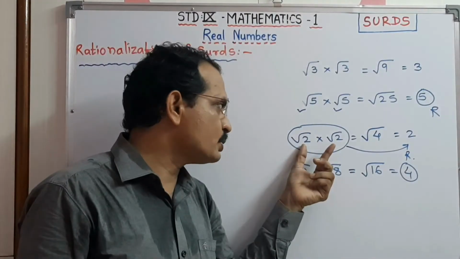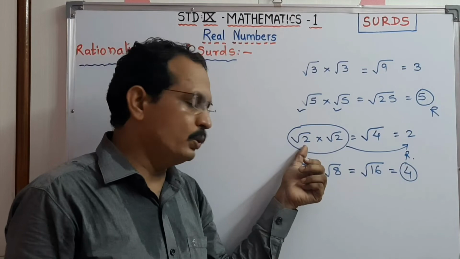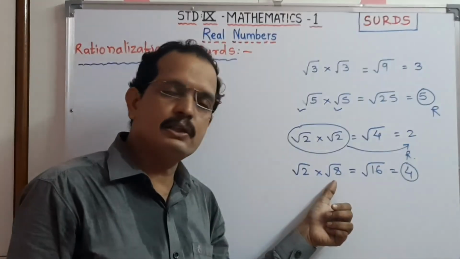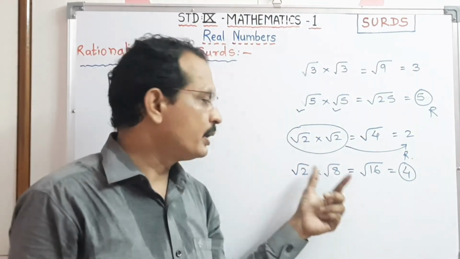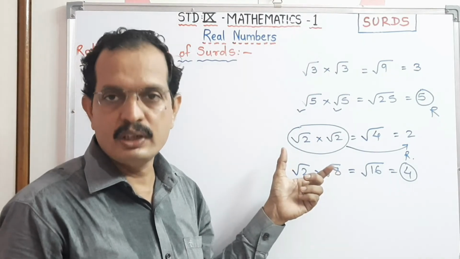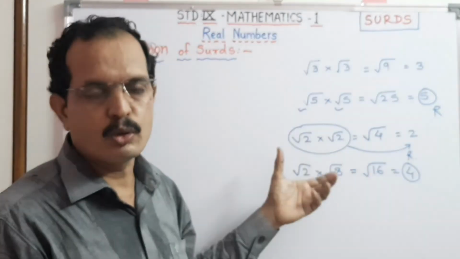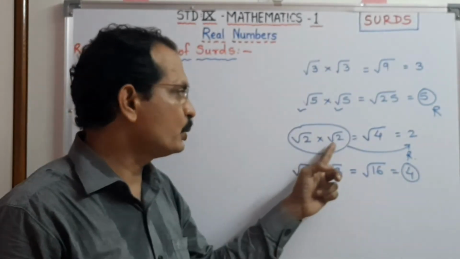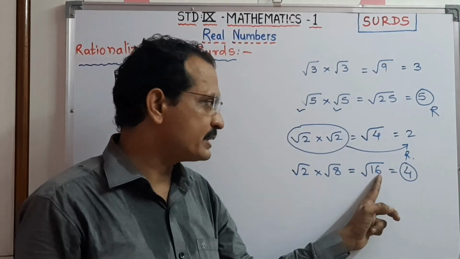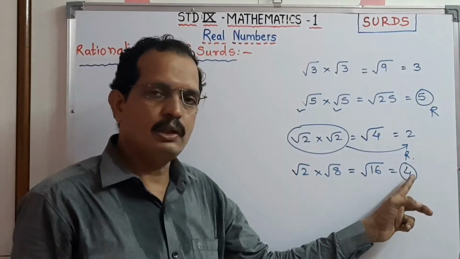That means in this case root 2 into root 2, these are rationalizing factors. For this root 2, not only root 2 is the rationalizing factor, root 8 is also a rationalizing factor. Therefore we can say that the rationalizing factor is not a unique number. It may be more than 1 or more than 2, like this. Here root 2 into root 2 is 2, root 2 into root 8 we will get root 16, and root 16 is equal to 4. Therefore we get the rational number.